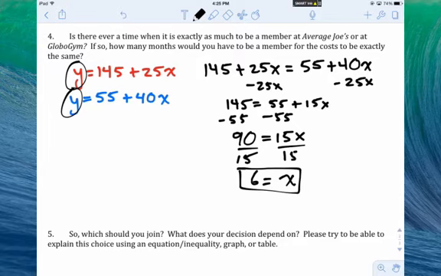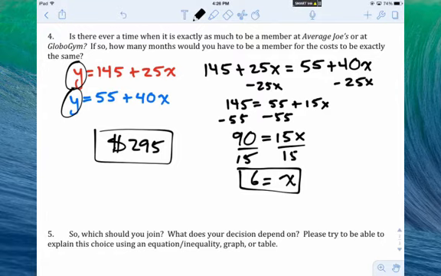So this means that at 6 months on the dot, it should cost just as much to be a part of Average Joe's as it does Globo Gym. Let's make sure, just to try. If x were 6, 25 times 6 is 150 bucks, plus 145 is $295. So after 6 months, it would cost $295 at Average Joe's. For Globo Gym, 6 months times $40 a month is 240 bucks, plus 55 is also $295. So after 6 months, both gyms would cost exactly $295.